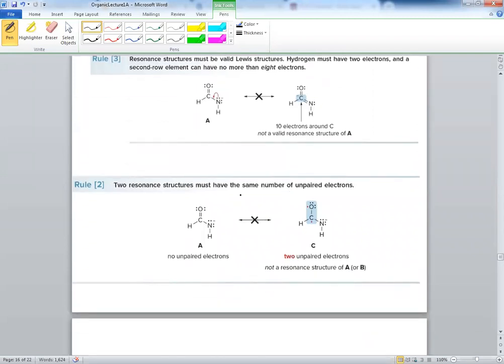Third is that the resonance structures must have the same number of unpaired electrons, if they have unpaired electrons. So here you have no unpaired electrons. You have lone pairs, but you have no unpaired. All of a sudden now we have two unpaired electrons. That is not allowed. So again, octet rule, keep that in mind. You move only lone pairs and double bonds, no atoms, no single bonds. And of course, no unpaired electrons if you didn't start with any.